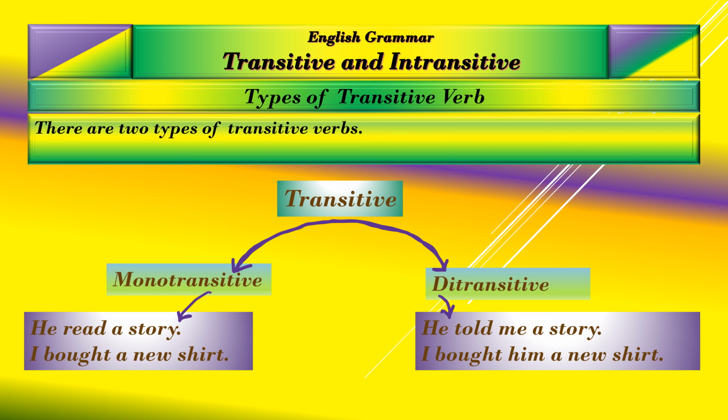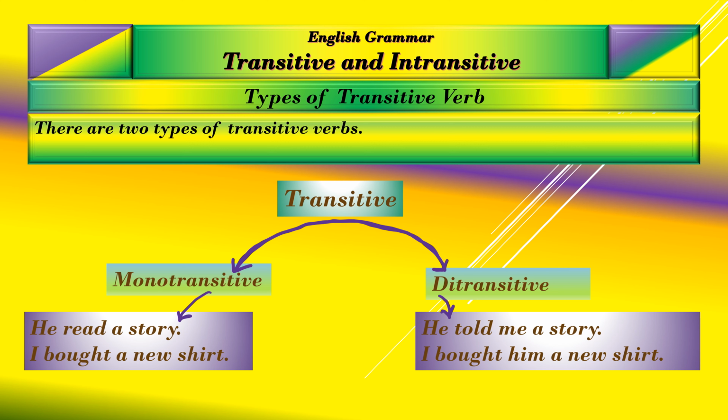In case of ditransitive verb, we have two objects in a sentence. One is direct object and the other is indirect object. Here we have an example. He told me a story. In this sentence there are two objects. The first one, a story, is the direct object. The second one, me, is the indirect object.